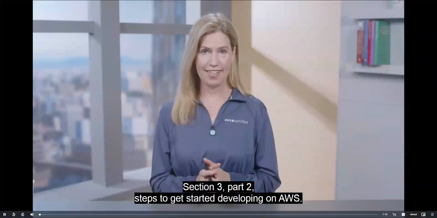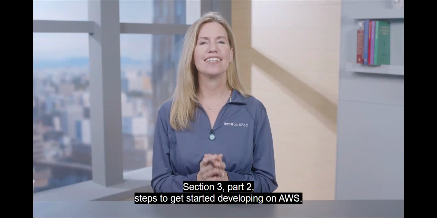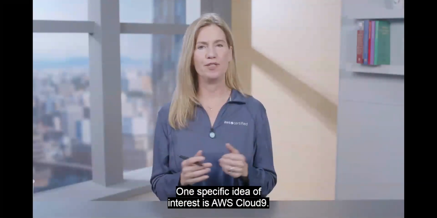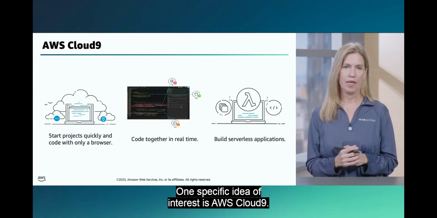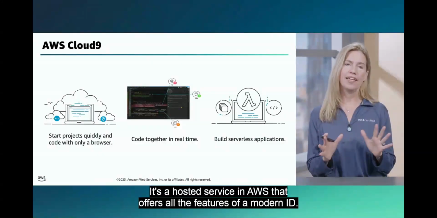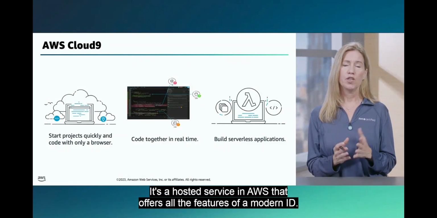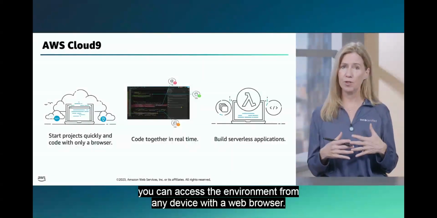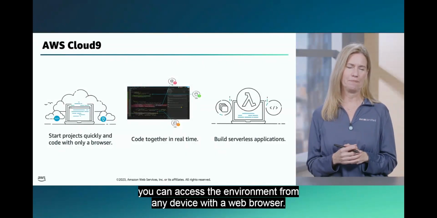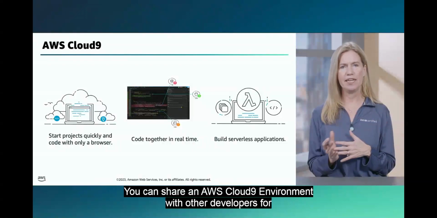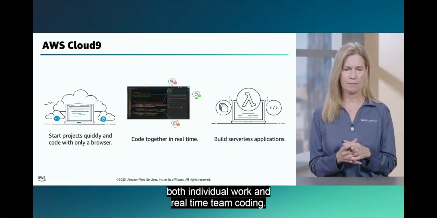One specific IDE of interest is AWS Cloud9. It's a hosted service in AWS that offers all the features of a modern IDE. Because it's available as a web application, you can access the environment from any device with a web browser. You can share an AWS Cloud9 environment with other developers for both individual work and real-time team coding. AWS Cloud9 supports many languages such as Python, PHP, JavaScript, and C++.